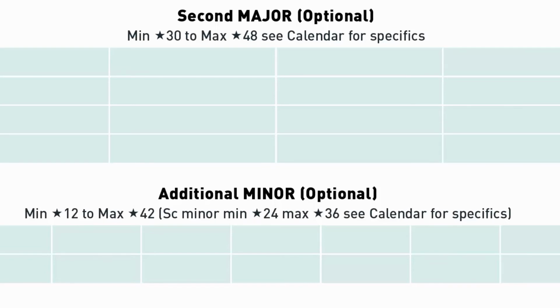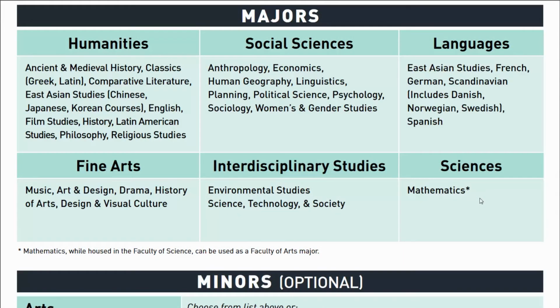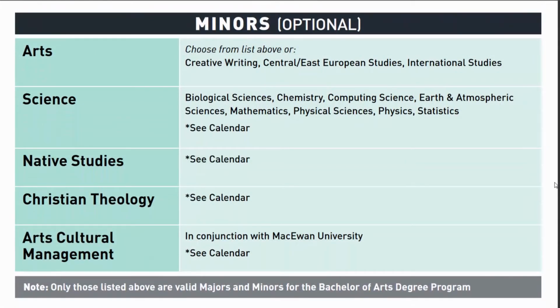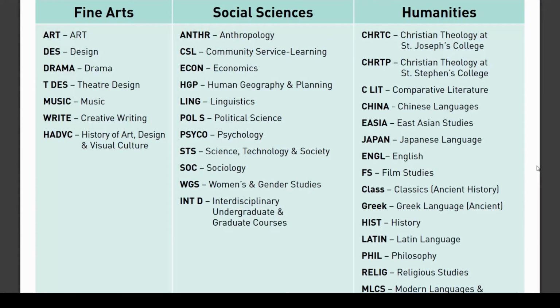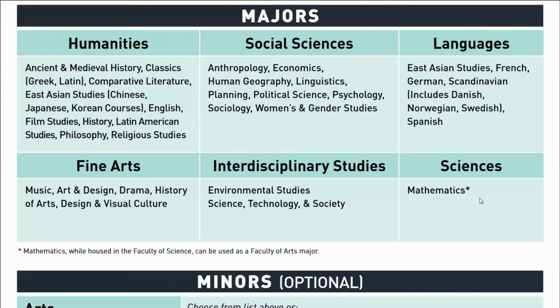For your major, you can have anything from the Faculty of Arts and also math as a major, as it is administered by arts, even though it is housed by the Faculty of Science. For minors, you can have anything that's offered as a major for the Faculty of Arts. You can also use creative writing, and you can use international study as well. In addition, you can have a minor from Native Studies, you can have minors offered by the Faculty of Science, and even Christian theology if you wish. Take some classes and explore your options, and then if you want to, declare them as a major or a minor, and then your academic requirements tool will list everything you need to complete to have that degree.